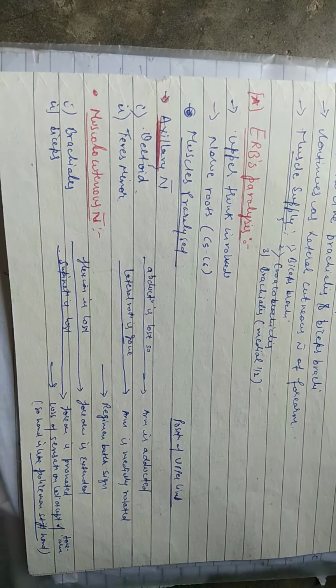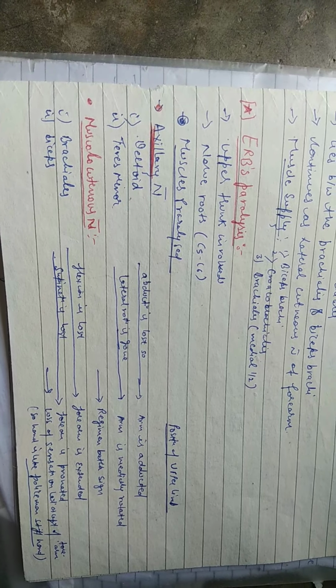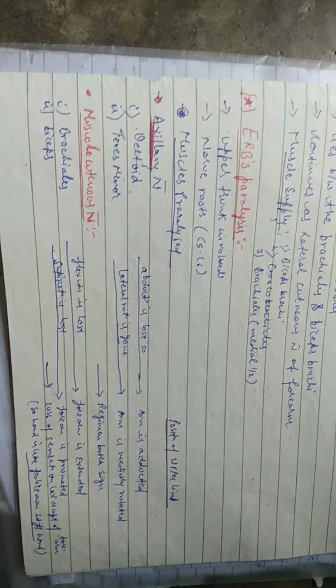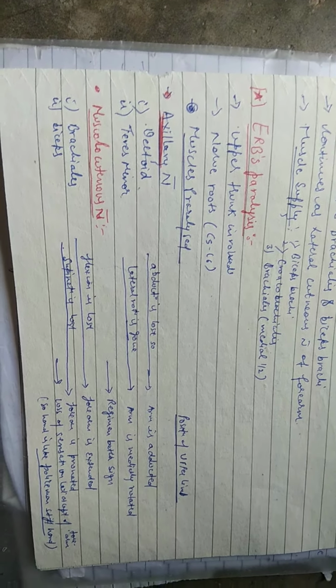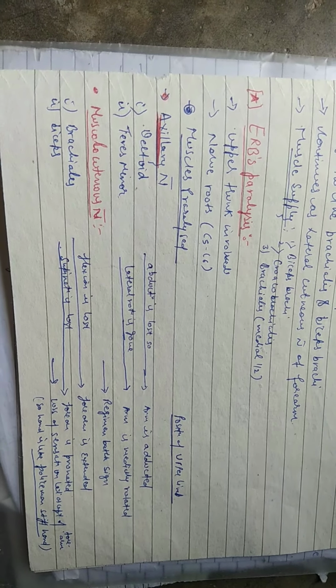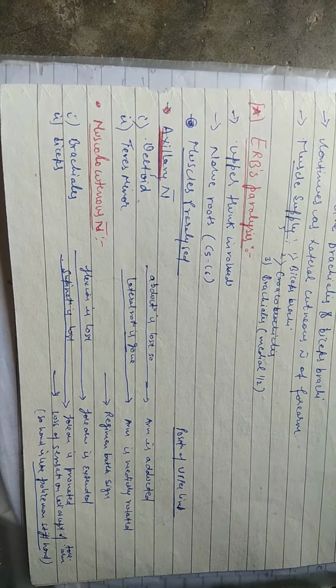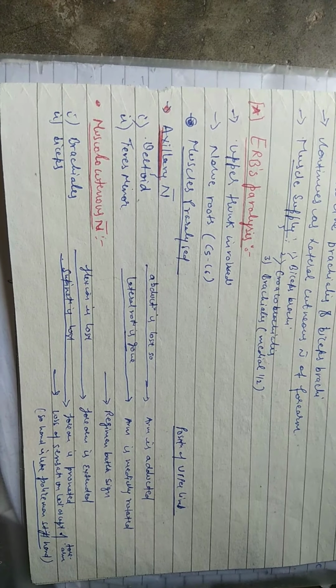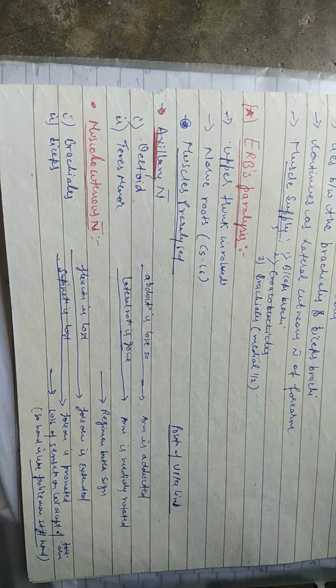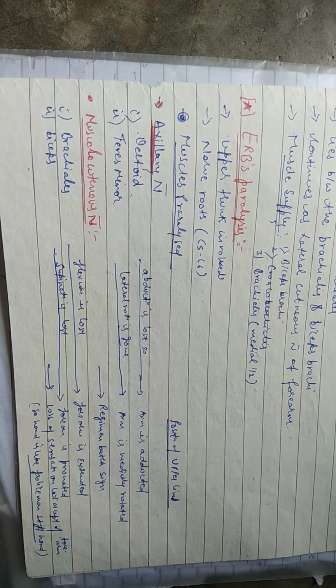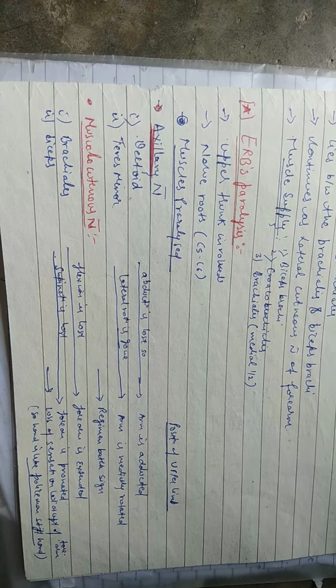Now we'll see the musculocutaneous nerve. What happens when musculocutaneous nerve is paralyzed? So when musculocutaneous nerve is paralyzed, the brachialis loses its function. That means flexion is lost. So forearm is extended. The function of biceps muscle is also lost. Supination is lost. So forearm is pronated. Loss of sensation on lateral aspect of forearm.